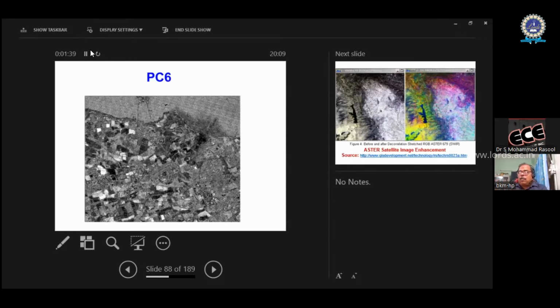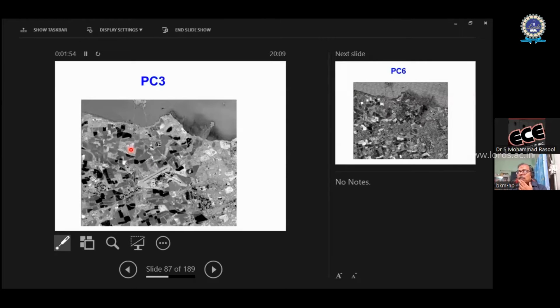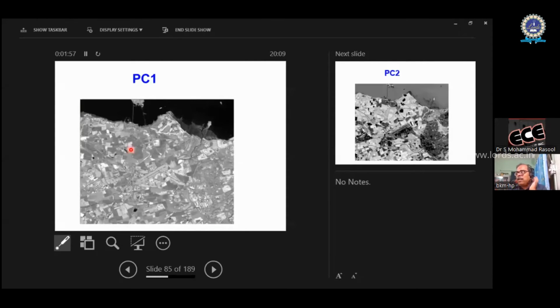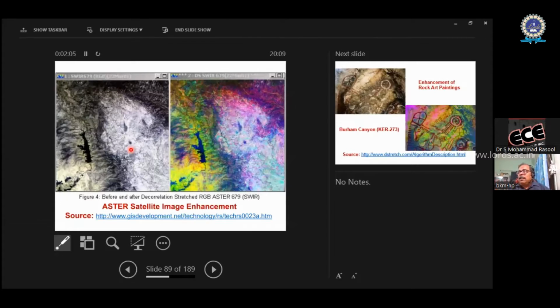For example, you can easily discard the principal components like this, which are too noisy. This is practically useless. This is also not so useful. This one and this one carry much of the information in the original data. This transform is also used for enhancing the colors in the display. Image interpreters will find this one a lot more useful compared to this. Differences in the surface features are much better visible after this particular operation.